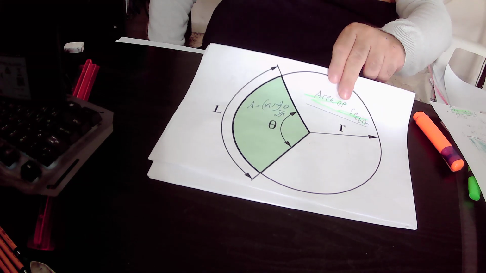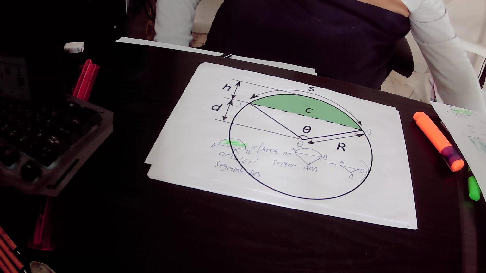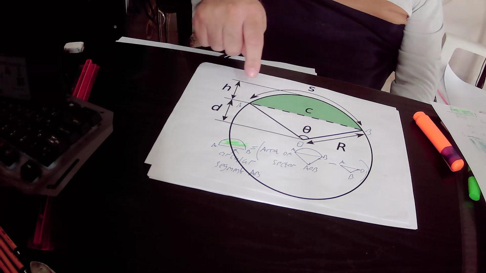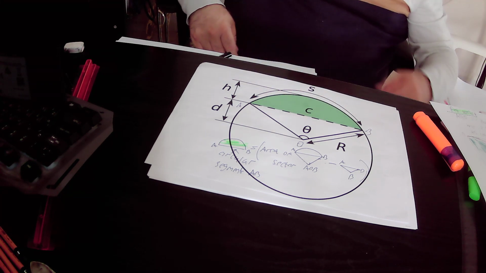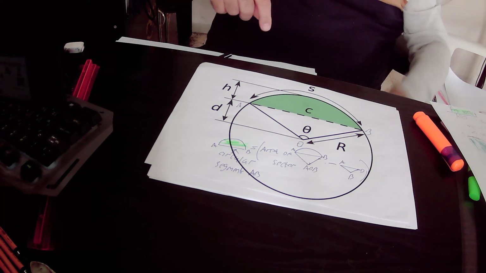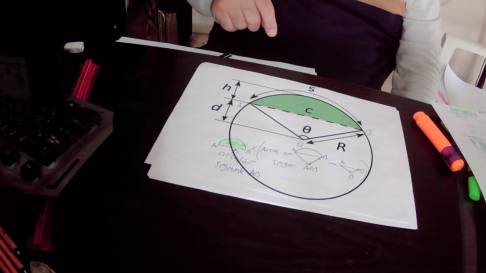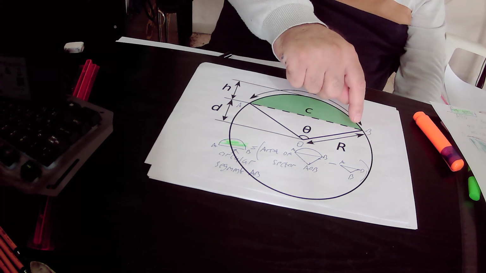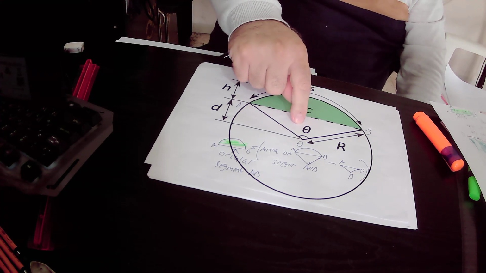Okay, and the next term is the area of this circular segment AB. What is the area of circular segment AB? From the drawings, it's very easy to see that the area of circular segment AB, the green shape, equals the area of sector AOB minus the area of triangle AOB.